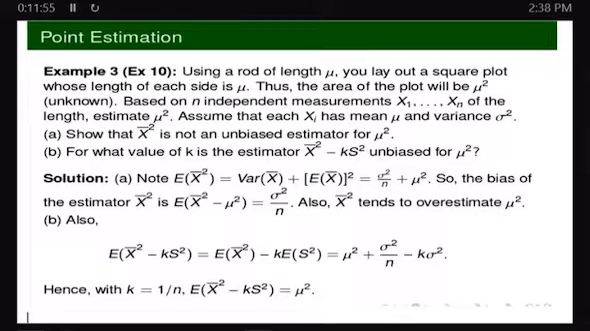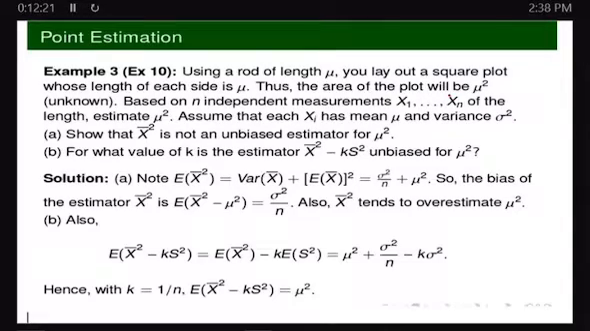Now, I came across this example using a rod of length. You lay out a square plot whose length of each side is mu. Thus, the area of the plot will be mu squared. Okay, you're talking about a square plot, right? All sides are going to be equal, right? And the area is going to be mu squared. And maybe the mu squared is unknown. It's a parameter, right? It's a parameter, it's unknown.